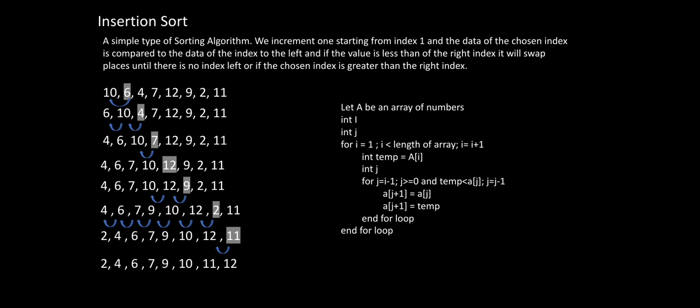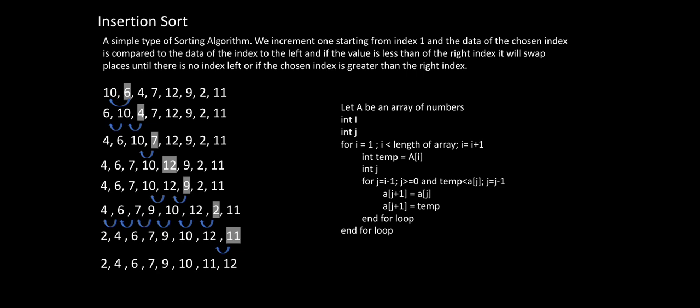So we have 7, magsaswap sa 10. 7 dito magsaswap sa 6 kasi 7 is greater than 6. And next, we increment another one. 12. So 12 is greater than 10. So di tayo magsaswap. Next is 9. 9 is less than 12, so we're gonna swap places with 12. 9 is less than 10, so magsaswap sila.